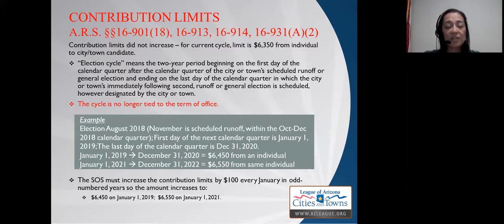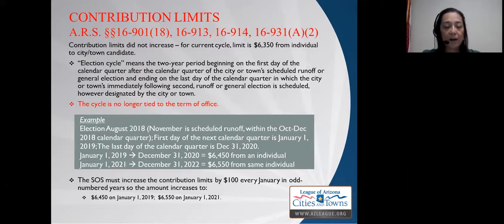So election cycle is the 2-year period beginning on the first day of the calendar quarter after the calendar quarter of the city or town's scheduled runoff or general election, and it ends on the last day of the calendar quarter in which the city or town holds its second or runoff or general election, however the city or town designates that particular election. So for the current election cycle, our individual limit is $6,350 from an individual to a city or town candidate.